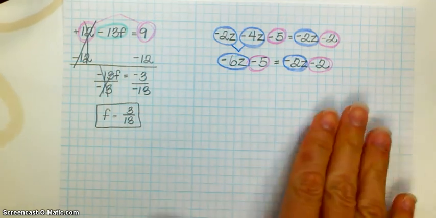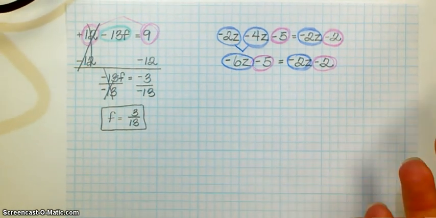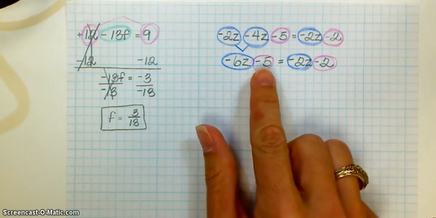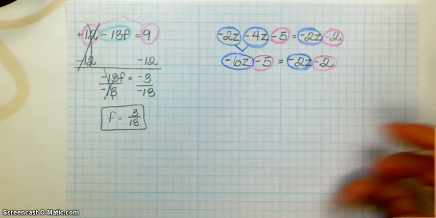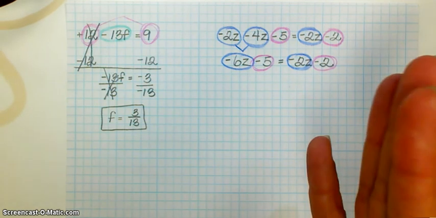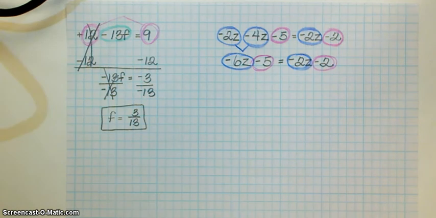And now I need to get like terms on the same side of the equal sign. It doesn't matter whether the constants, just the numbers with no variables, wind up on the left or the right. It doesn't matter. But I need to get those on one side of the equal sign and the z terms on the other side. So here's what I'm going to do.